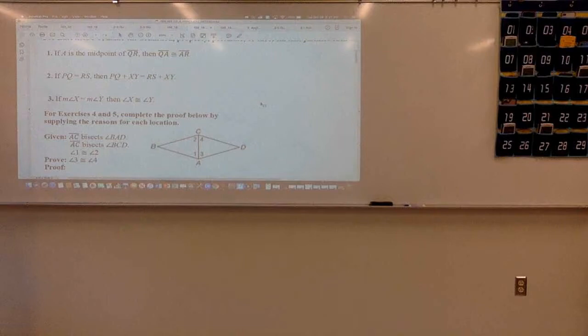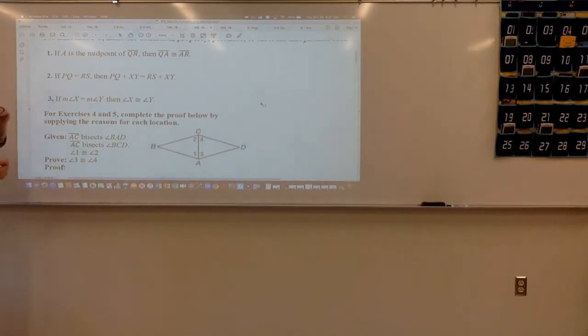Make sure that we are all on the same page to get ready for the test tomorrow. Okay, so the first three, we are just identifying what property or theorem or postulate is happening.